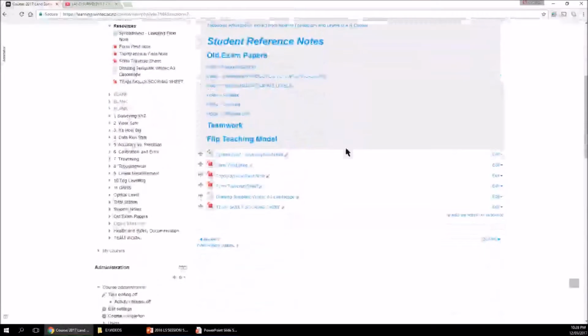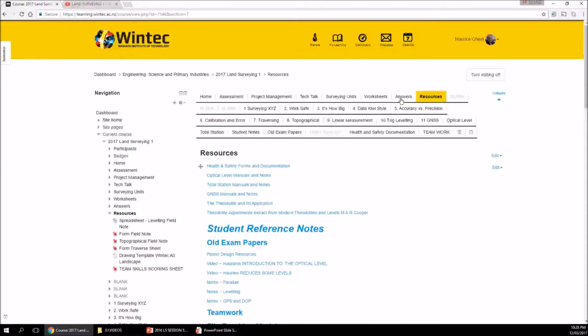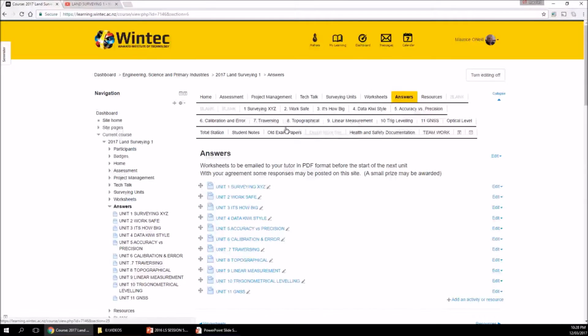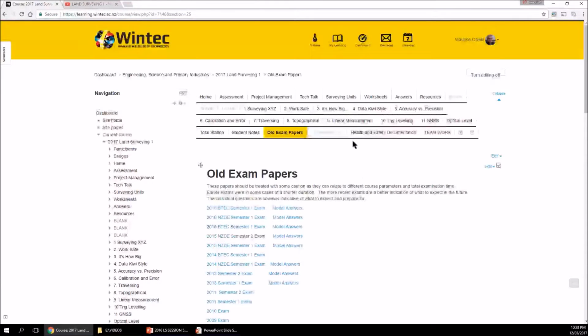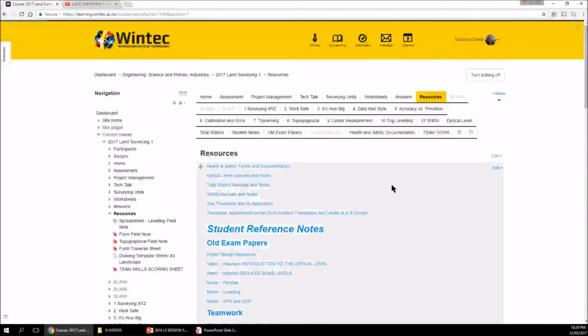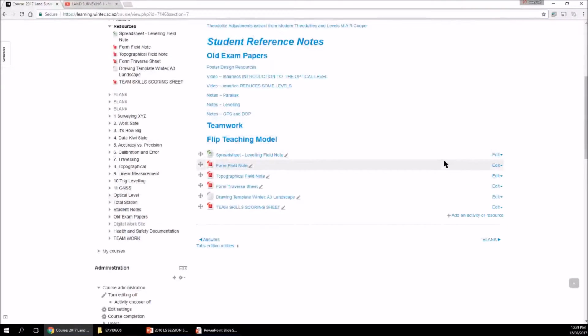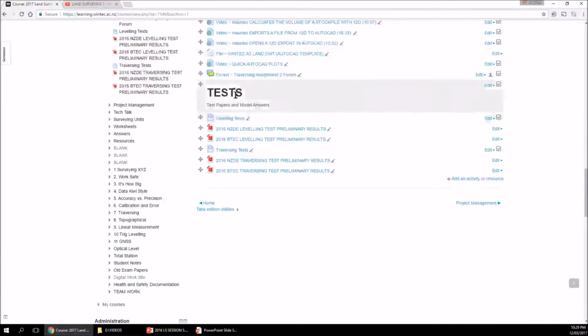I think they're here under... where are the levelling tests? They might be under the answers here, perhaps. No, they're not. Perhaps they're under the old exam papers. No, they're not there. Now, where are they? Teamwork, student notes, total station, accuracy, resources, worksheets. Perhaps they're under here. Worksheets, no. I've been there already. Resources. What have we got? Health and safety, old exam papers, flipped teaching model, team skills. Oh dear, assessment. Let's see what we got here. Might be right down the bottom. Tests. Oh, here they are under tests. Who would have thought to look there? So there's the levelling tests in there.